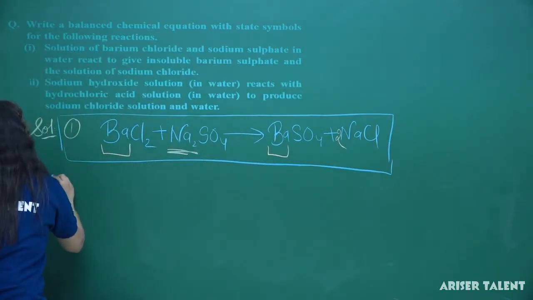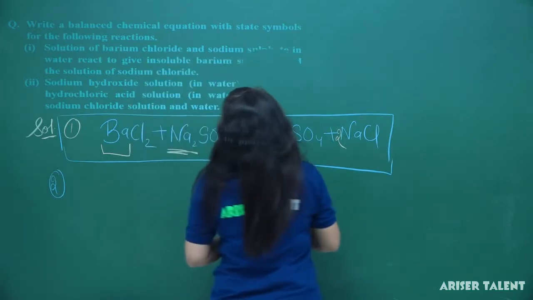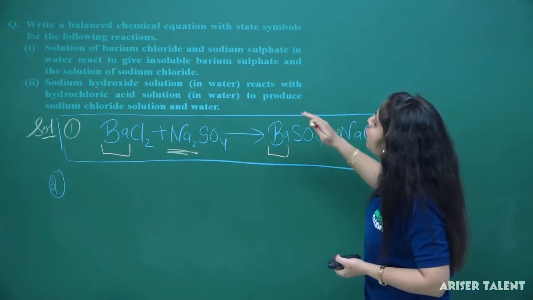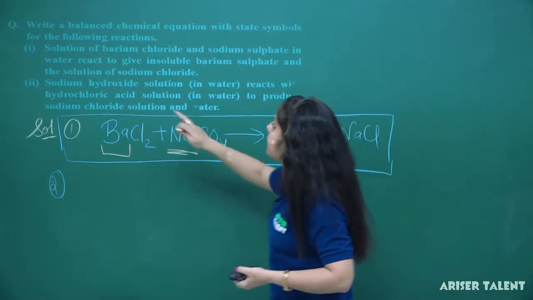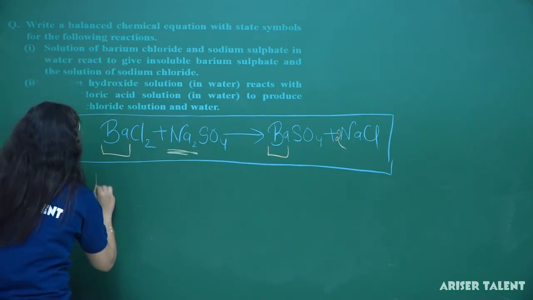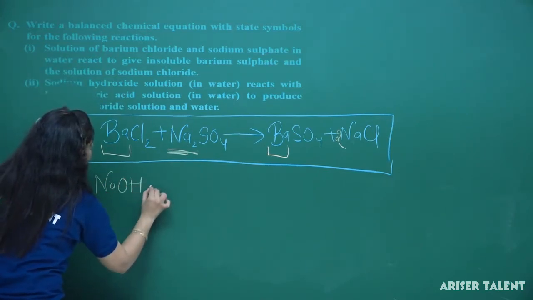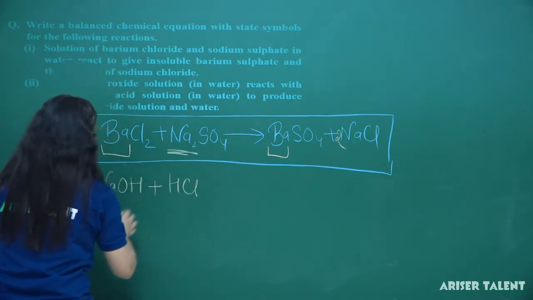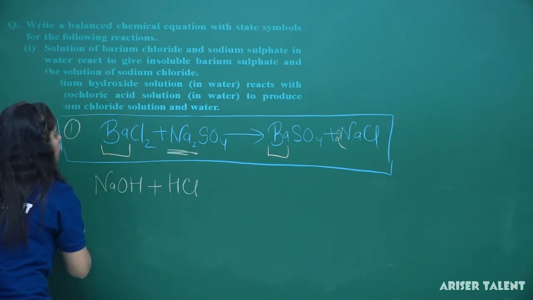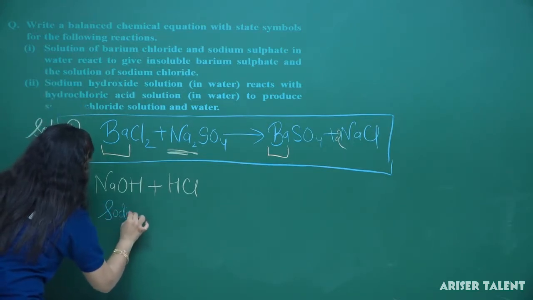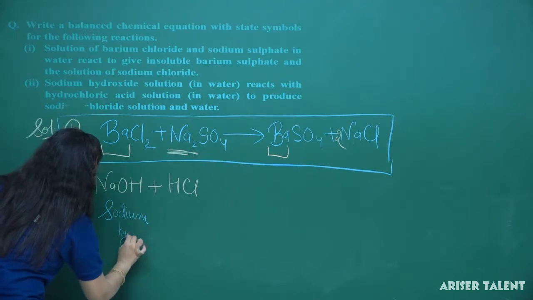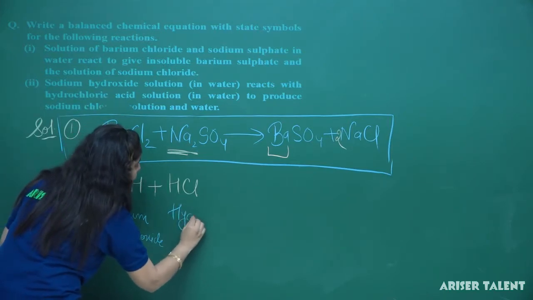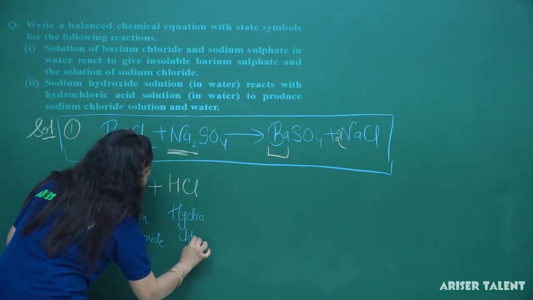Now we are on our solution number 2. Sodium hydroxide solution in water reacts with hydrochloric acid to produce sodium chloride and water. Firstly we have sodium hydroxide. So sodium hydroxide is NaOH and it reacts with hydrochloric acid. This is HCl. So this is our sodium hydroxide, and this is hydrochloric acid.